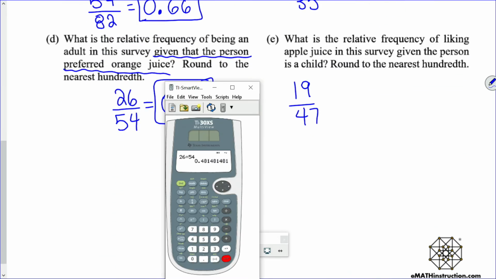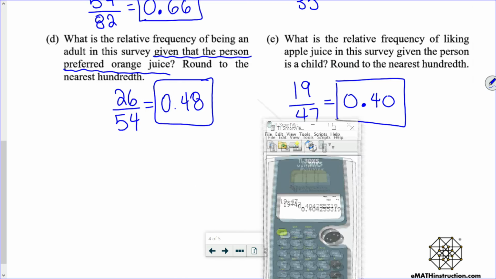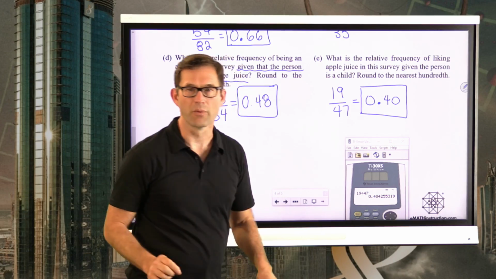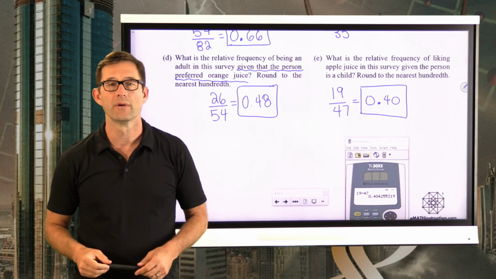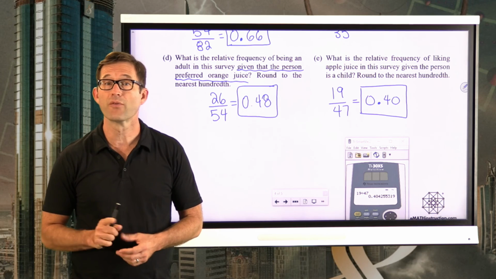bring our calculator back up. Come on, there we go. And that's 0.40. So 40% of children preferred apple juice, right? That's how we interpret that. 40% of children preferred apple juice, which means probably 60% of children preferred orange juice.